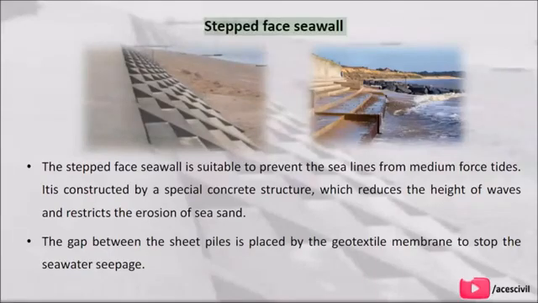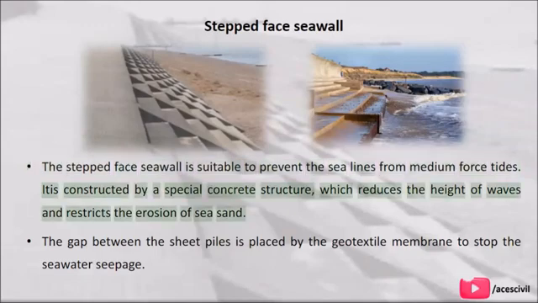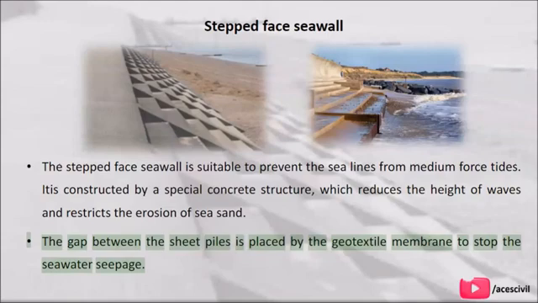Stepped face seawall. The stepped face seawall is suitable to protect the sea lines from medium force tides. It is constructed with a special concrete structure, which reduces the height of waves and restricts the erosion of sea sand. The gap between the sheet piles is filled with a geotextile membrane to stop the seawater seepage.